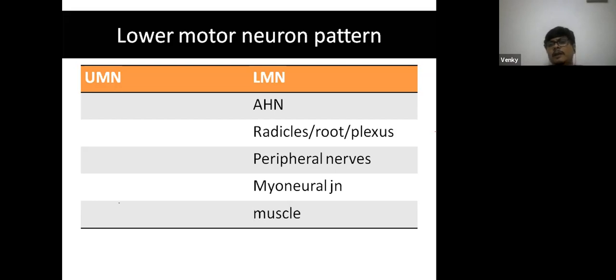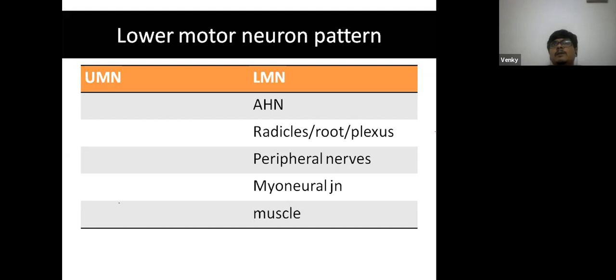In case of radicals, root and plexus, usually polyradical, the classical example for radical is Guillain-Barré syndrome. There will be symmetrical involvement. Proximal will be more involved than distal, and sometimes fasciculation will be seen. Both motor and sensory radicals can be involved. So that is the differential point.